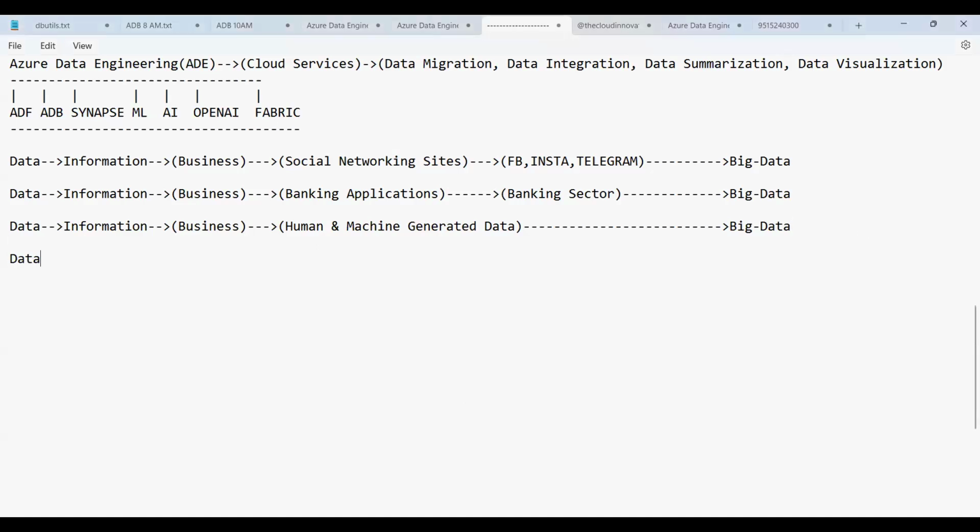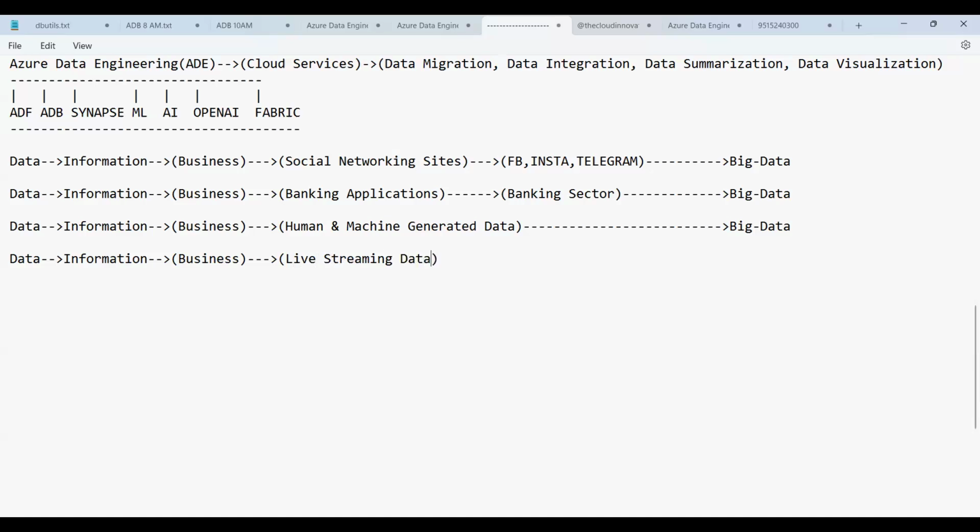Again, the next one. What is the other source of getting the data, guys? The very important source is data or the information, and this data or the information we get from the business, whereas this business is nothing but, guys, everyone, live streaming data.